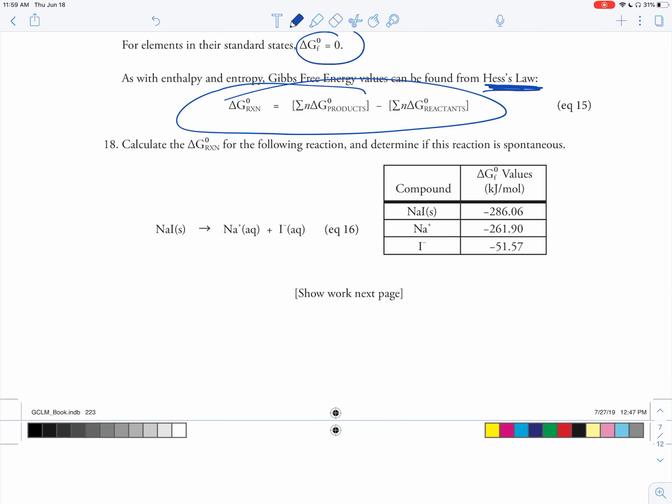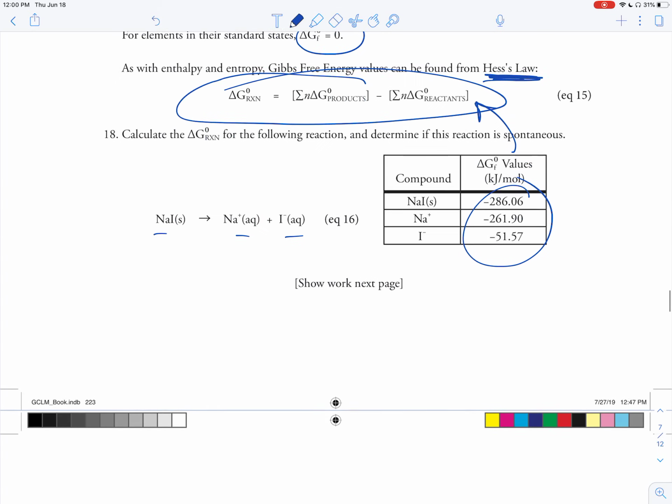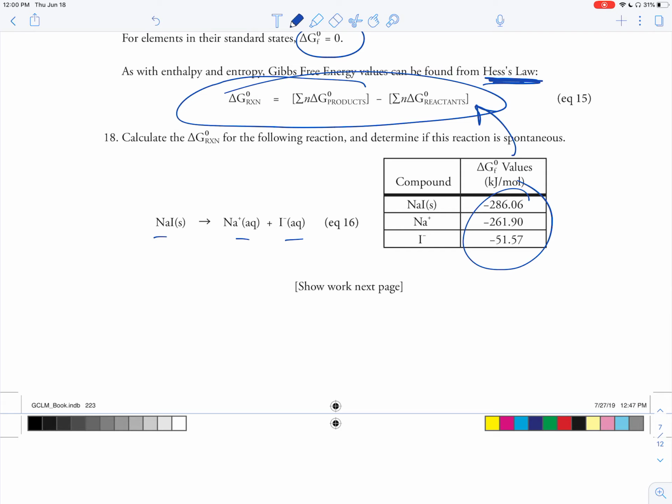And so if we wanted to see this reaction and figure out what the delta G naught of this reaction is, to figure out if it's spontaneous or not, we can just use these values and this equation to do that. I know it says show your work on the next page, but I'm just going to do it here. So delta G naught of the reaction is equal to the sum of your products. So that's negative 261.90 plus negative 51.57, and both of them are times 1. I just left that off in case that confused you for a second.